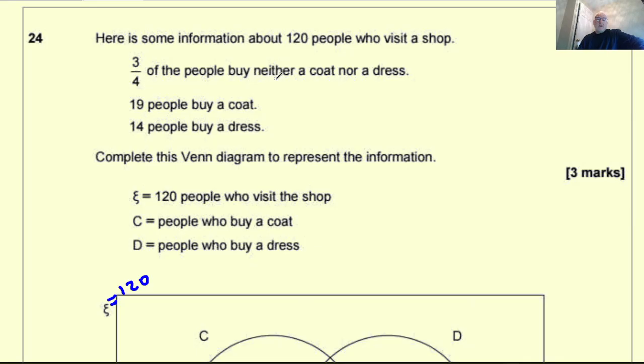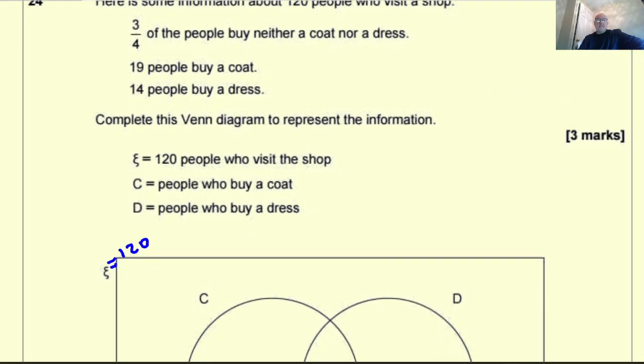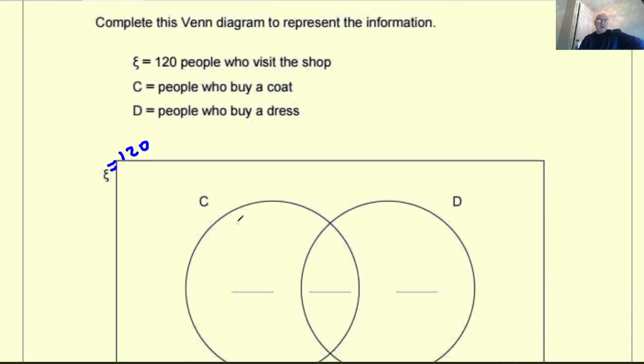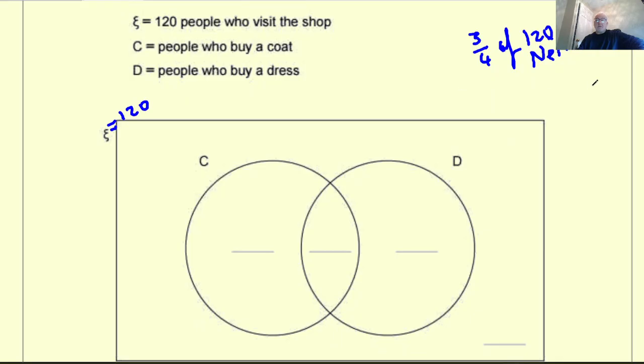3/4 of the people buy neither a coat nor a dress. So they don't buy either. Okay. So the people who buy a coat are in C. People who buy a dress are in D. And we're saying that 3/4 of 120 buy neither. So that's got to go on the outside. Right? So that's my first starting point.